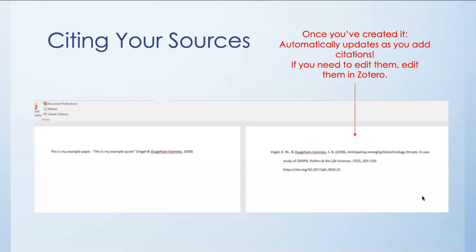If you need to edit these, if for some reason any of the text information came out incorrect, maybe the author isn't correct or something is miscapitalized, edit those within Zotero, not within Word. So what you would do is go into Zotero, fix whatever you need, and then come back to Word and click the refresh button, and it will update it.